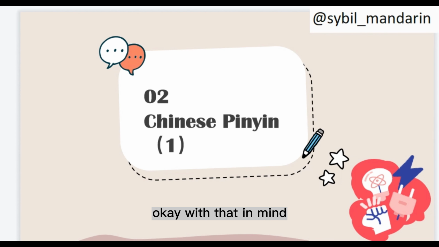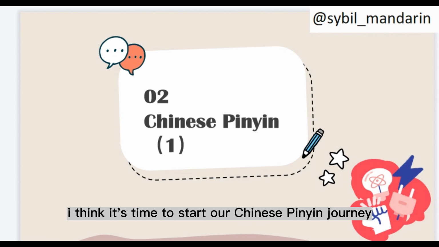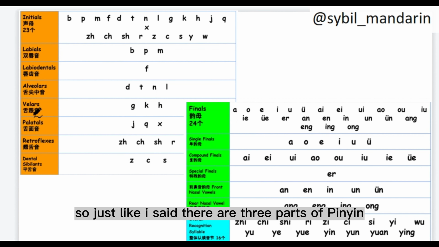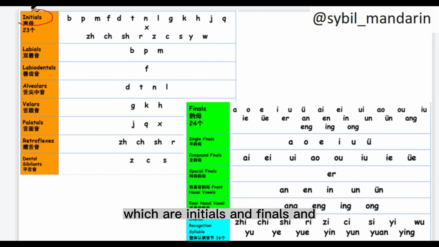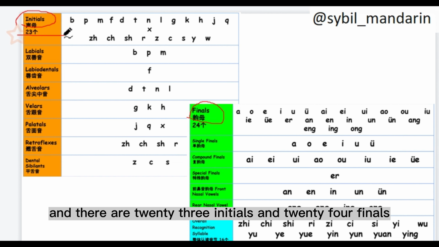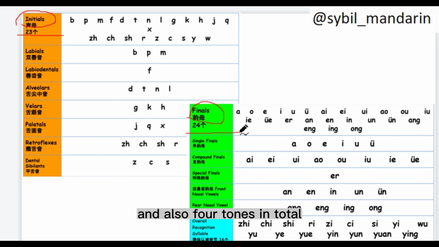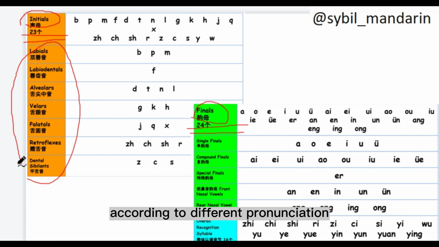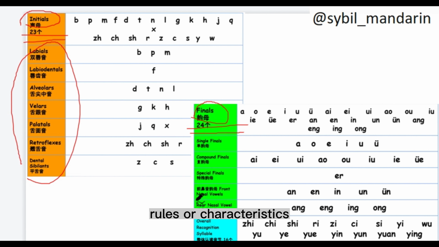Okay, with that in mind, I think it's time to start our Chinese Pinyin journey. Just like I said, there are three parts of Pinyin, which are initials, finals, and the tones. There are 23 initials and 24 finals, and also 4 tones in total. You will find that these initials and finals are divided into different categories according to different pronunciation rules or characteristics.